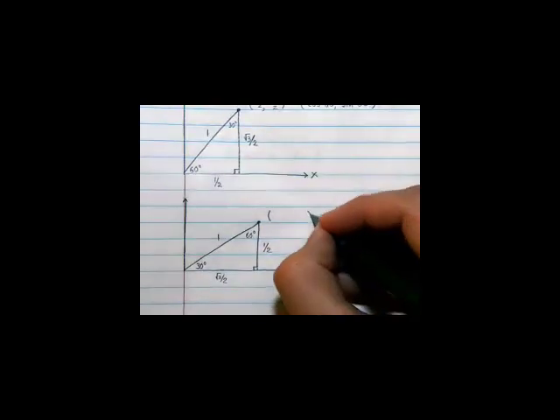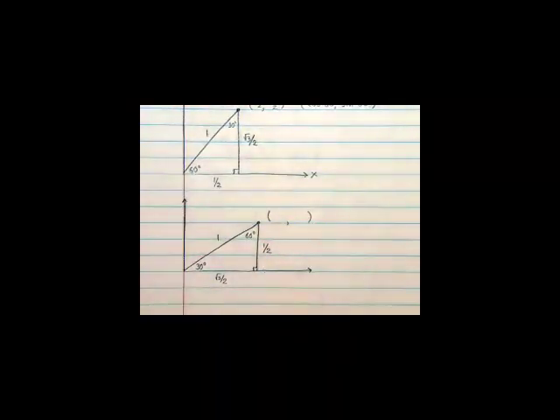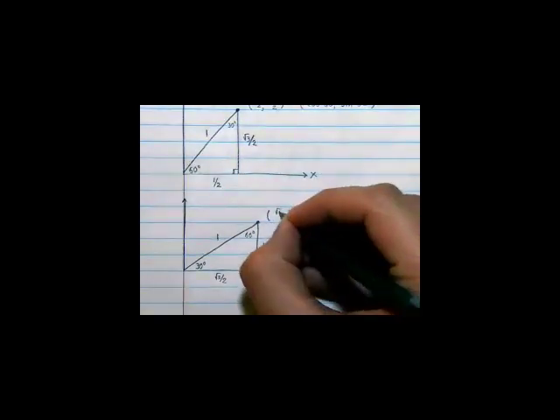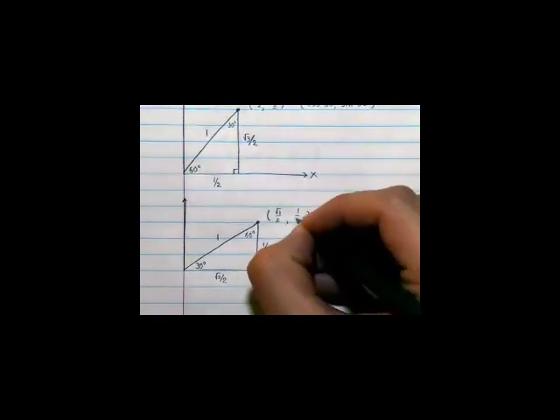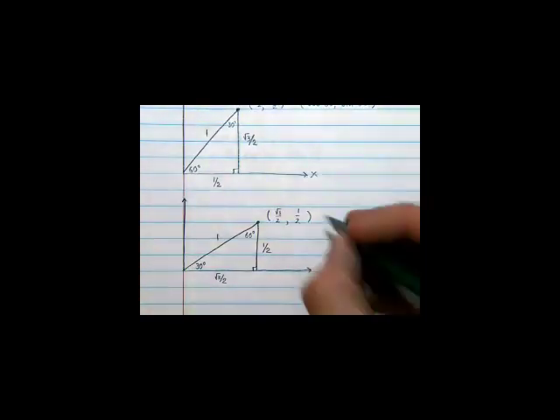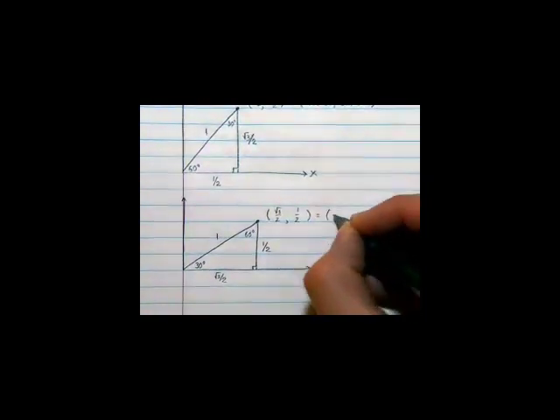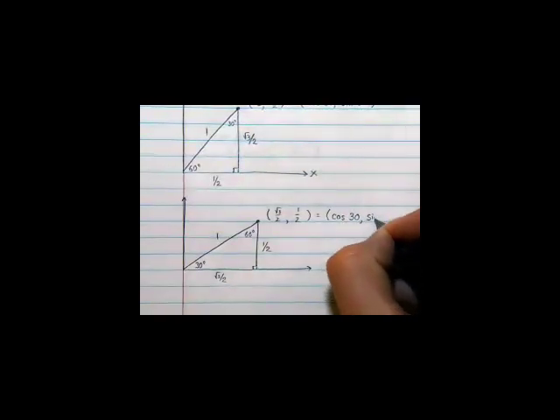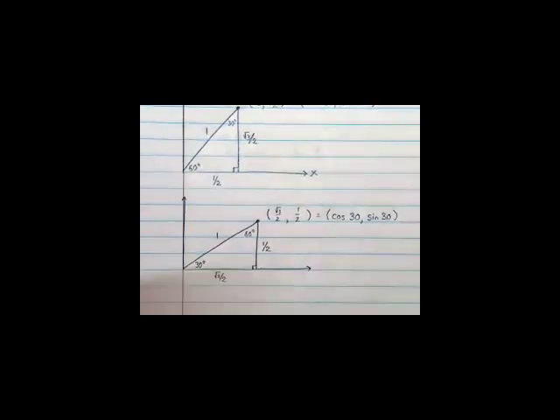So the coordinates of that point, what's going to happen then? They're just switched, right? The x and the y are switched. So square root 3 over 2 and 1/2, like that. Which is the cosine of 30 first and the sine of 30 second. Okay?